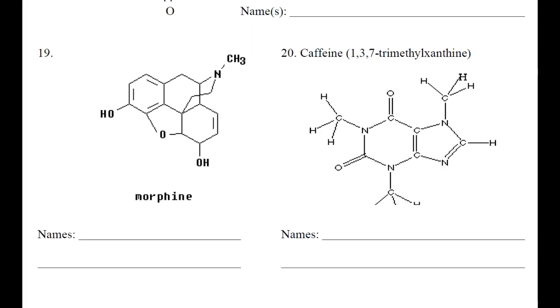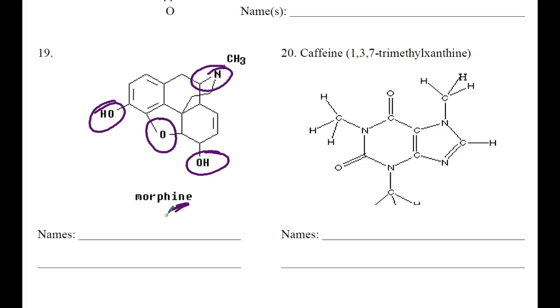Most compounds have more than one functional group in them. That's what makes them a little more exciting. So this one is morphine. Morphine looks like it has an alcohol group, an ether, another alcohol group, and it looks like it has an amine. Maybe that's where the "ine" comes from. Is that an amine? I don't know that though.